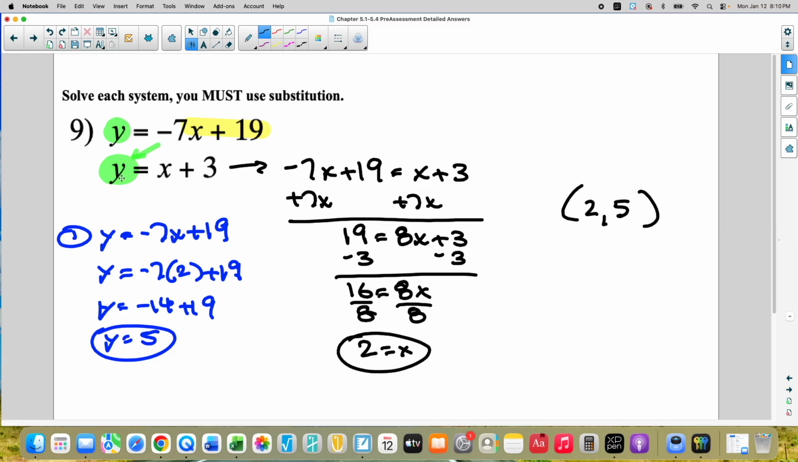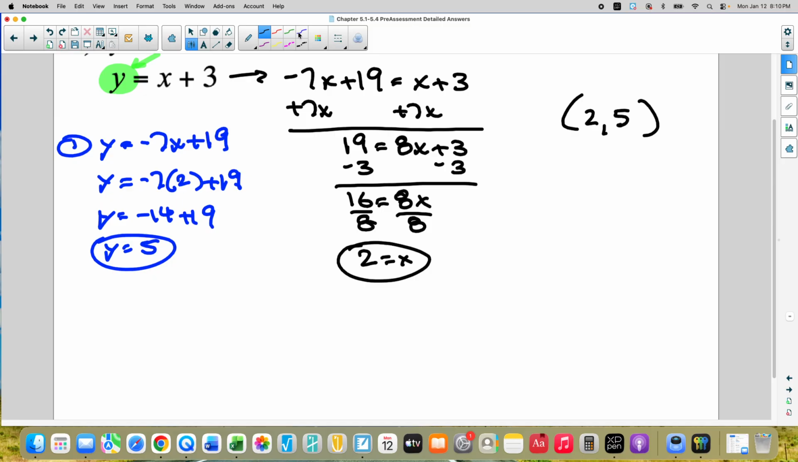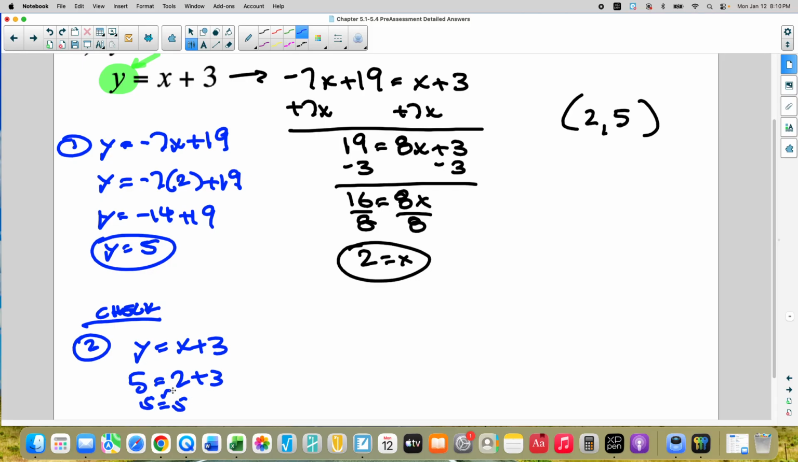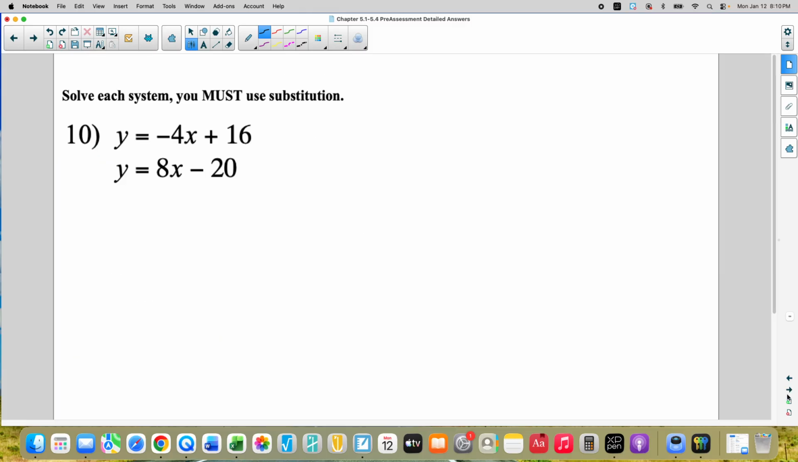I'm going to use equation number 2 to check. Equation number 2 was y equals x plus 3. My y value is 5. My x value is 2. And 5 equals 5. So I am confident that (2, 5) is my solution.